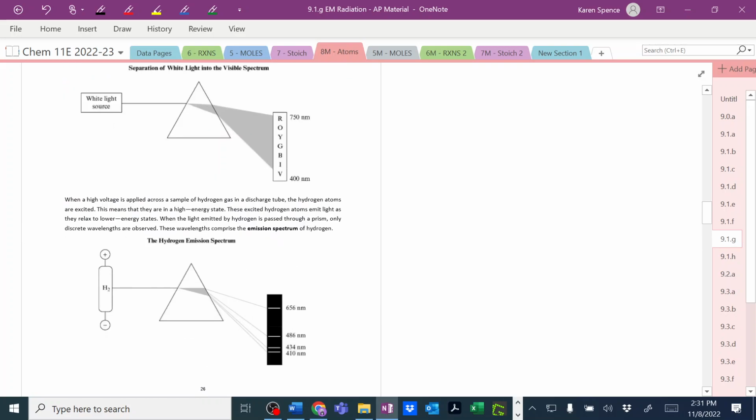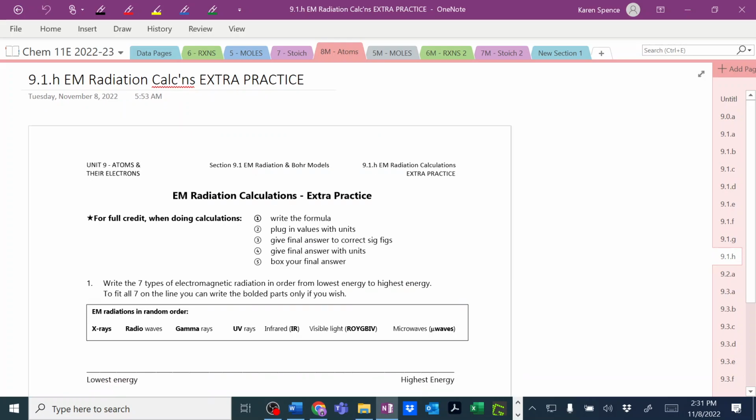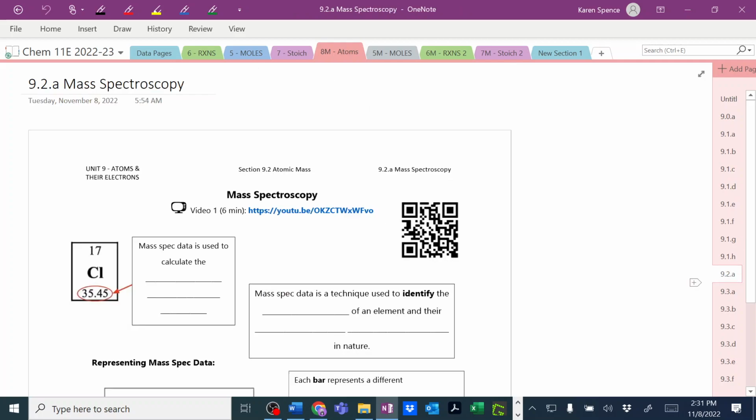Okay. What have we got coming up next? Oh, this is extra practice. So we'll leave that for a little while. You can do it later once you've forgotten a little bit, right? Okay. So we did mass spectroscopy. How are we feeling about mass spectroscopy? Thumbs up, thumbs down, thumbs in the middle. I've got 5 people voting and 2 of them are sort of thumbs in the middle.